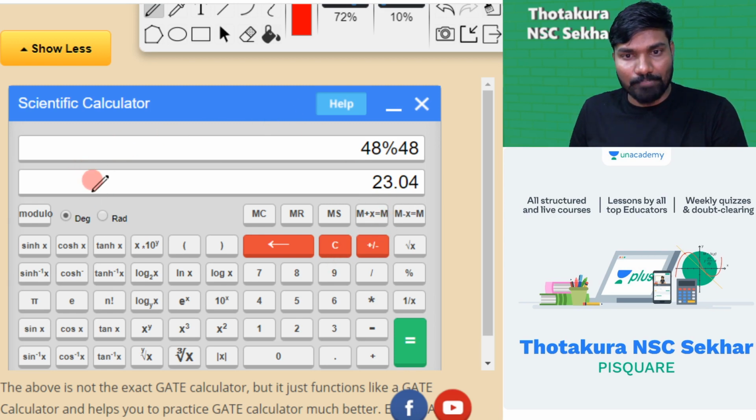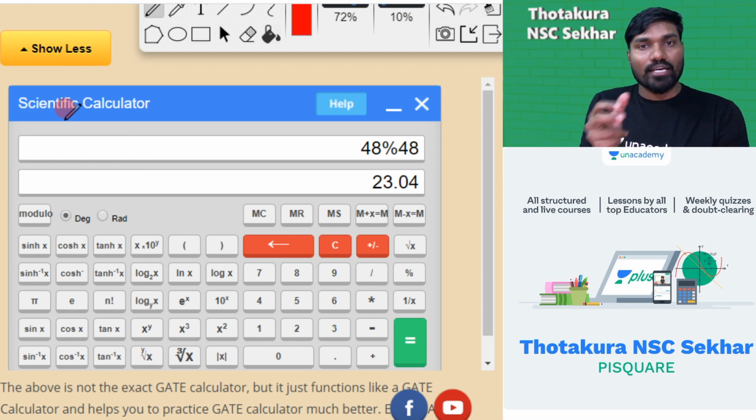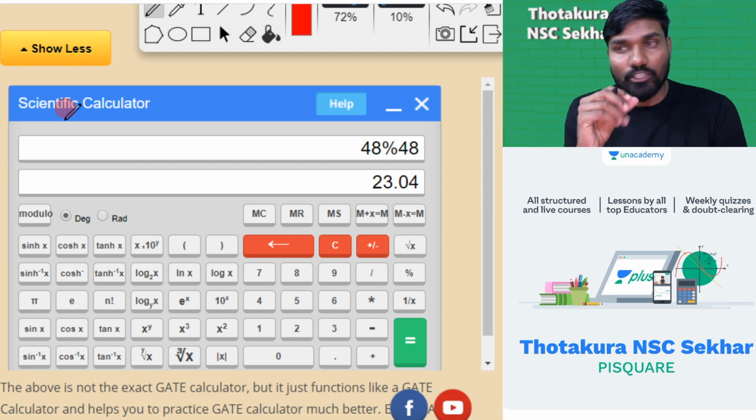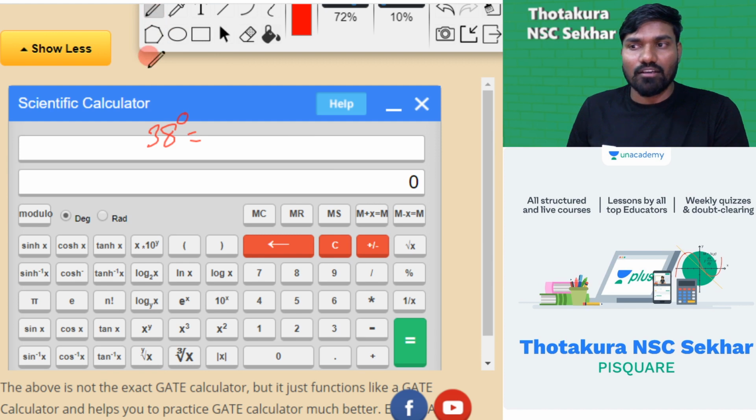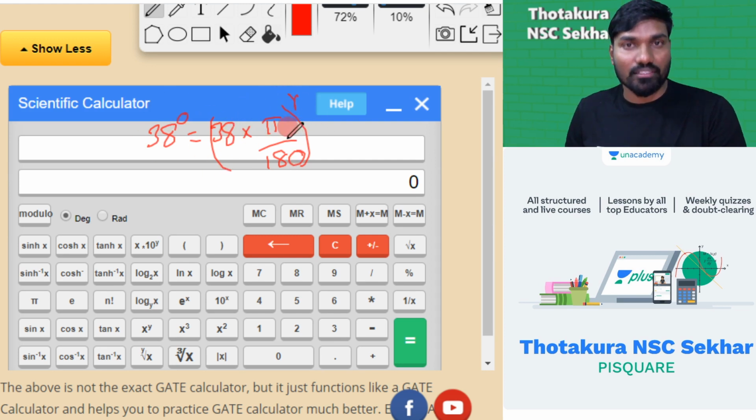Conversion from degrees to radians and radians to degrees. Here guys, I'll tell you how to use the memory function effectively. Let's see that. Suppose I want to convert 38 degrees to radians. The normal way, how do you do it? 38 into pi by 180. This is in radians. 38 degrees means this much radians.